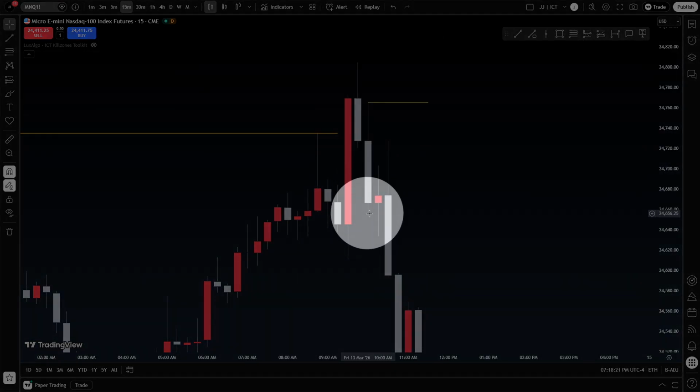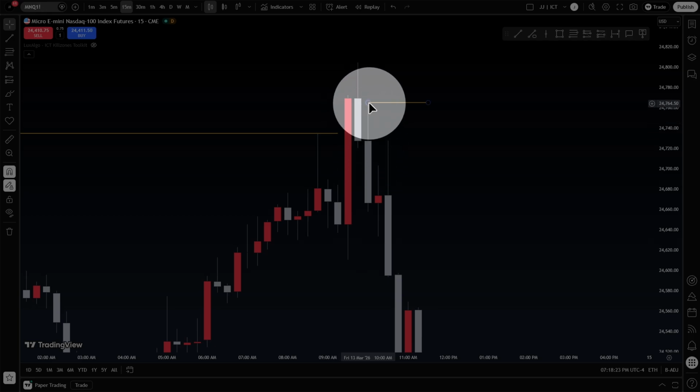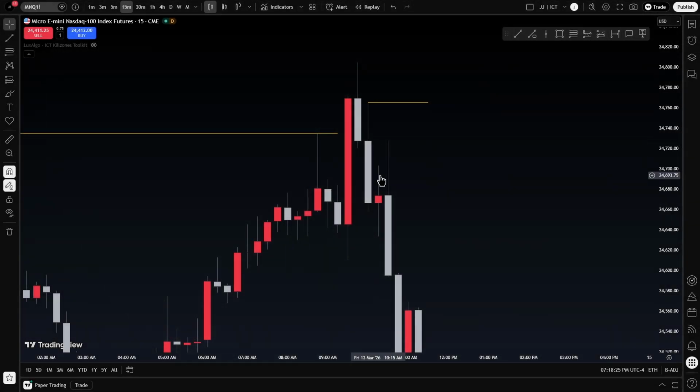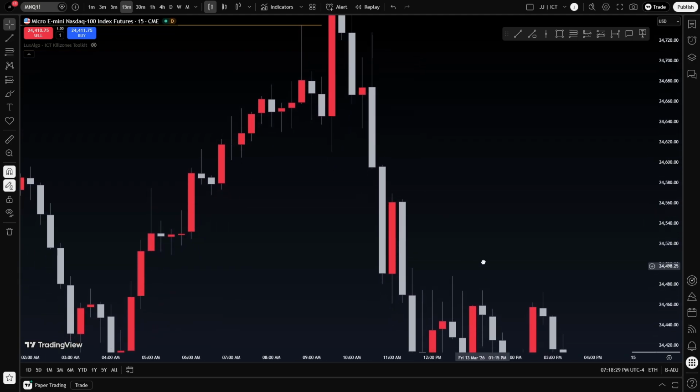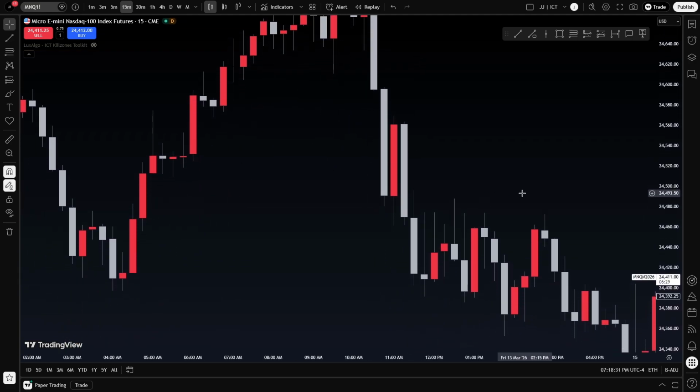You sell below the low here, set your stop at the high of the candle, since this is a bearish example, and then you just simply wait. And does price deliver lower? Yep. Yes, it does.